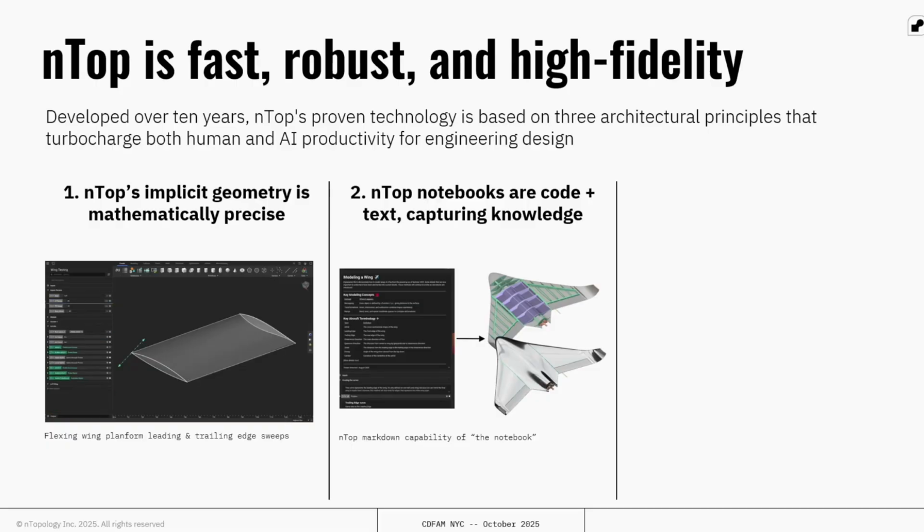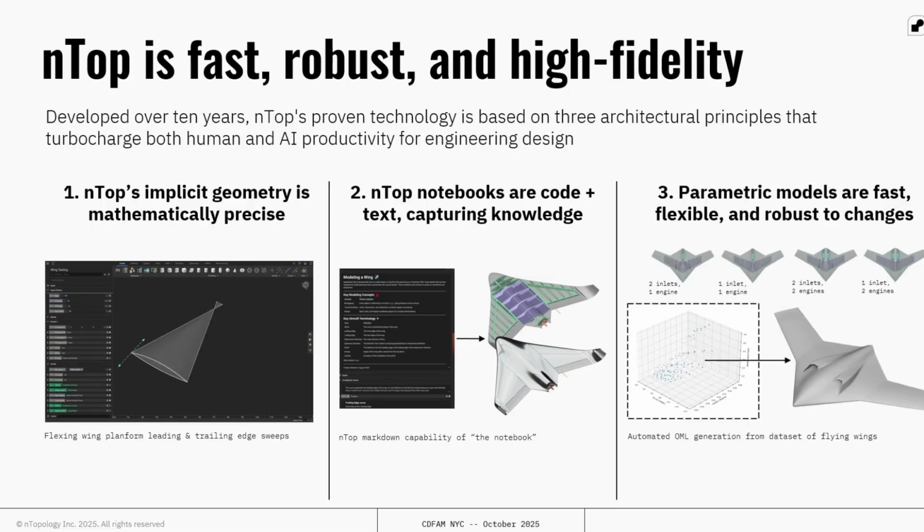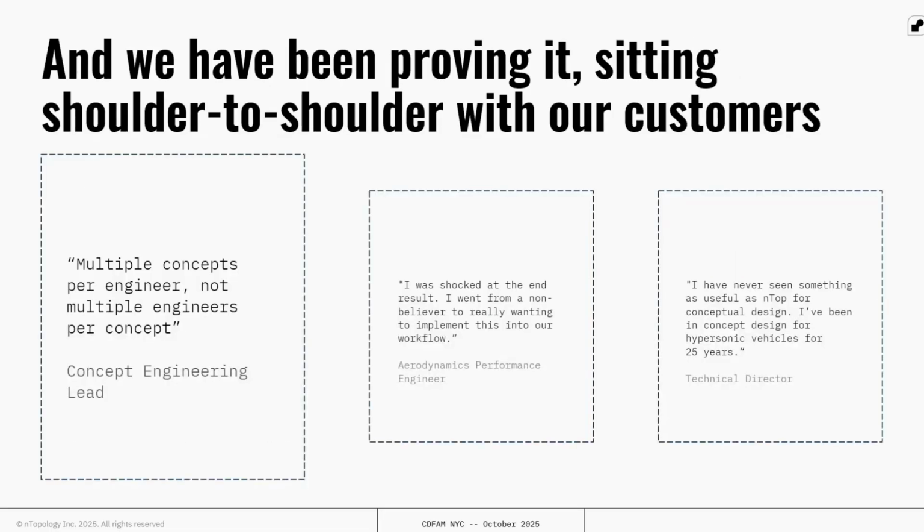2, it's that the notebooks in nTop are not just 3D modeling operations and features, but the notebooks capture the model as code, so it's replayable, it's reusable, it's shareable, but also captures all of the engineering knowledge that goes into building those different components. And 3, the implicit model combined with the knowledge allows for very fast, robust parametric models to be built. And so this parametric model is really the core of moving quickly and having high confidence in results.